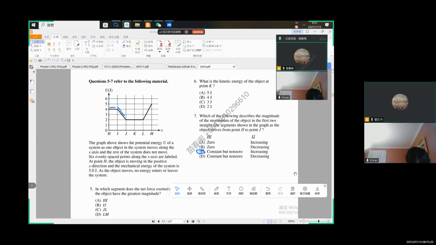Why is IJ increasing? Because it's accelerating. There's less potential energy. And momentum is mv, and v is increasing, so momentum has to increase too. Yeah, because in IJ the potential energy is decreasing, right? From 4 to 2. So on the other hand, the kinetic energy must be increasing. If that increases, then your v increases, then your momentum increases, right? Mhm.